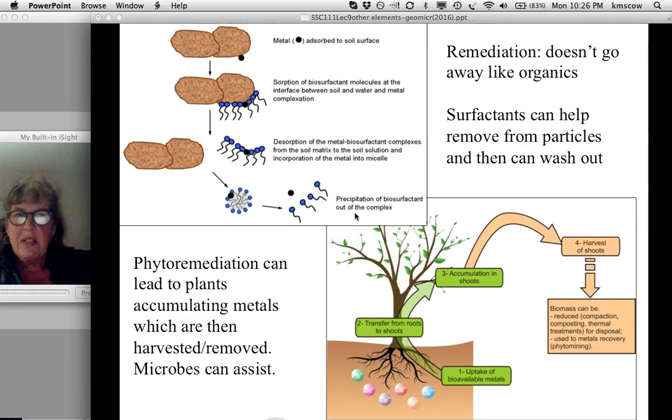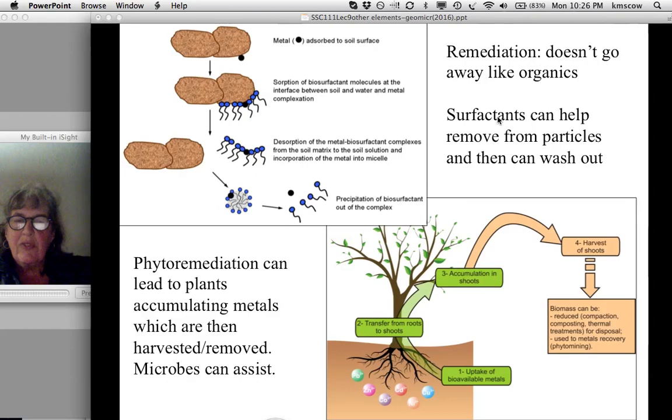I just want to mention that remediation, just in general, when we're talking about these other elements that are not organic compounds, they don't go away. They don't degrade and disappear. They're always going to be around. So the best that you can do is accumulate them, maybe into particular areas, and then perhaps harvest them then, or gather them up and dispose of them.